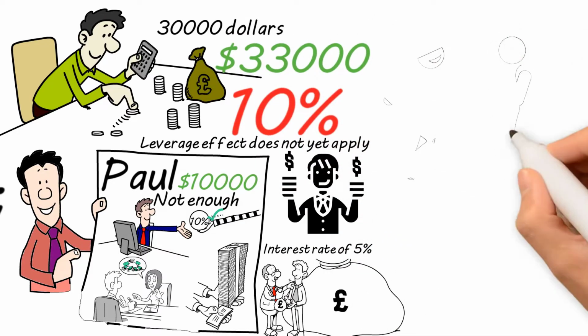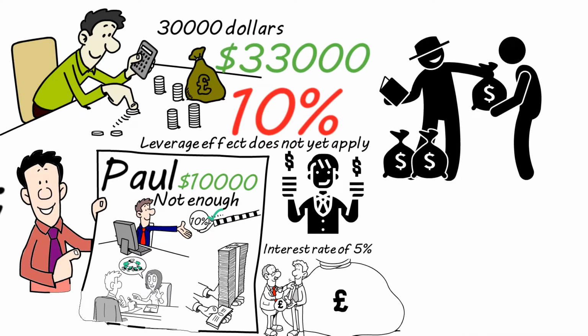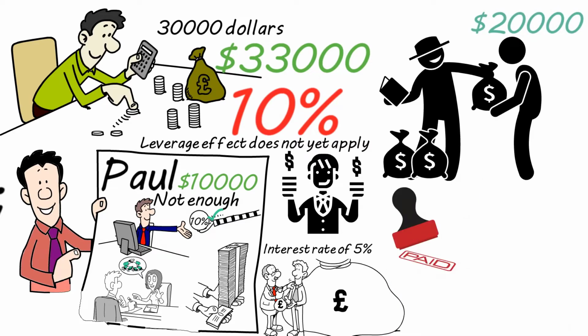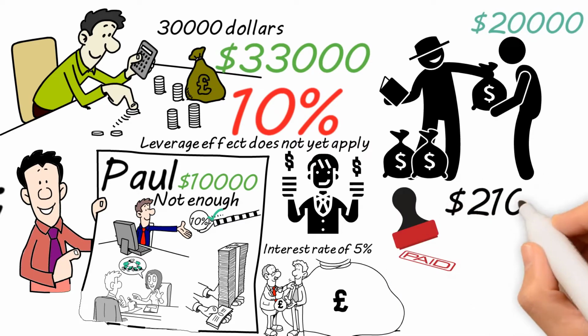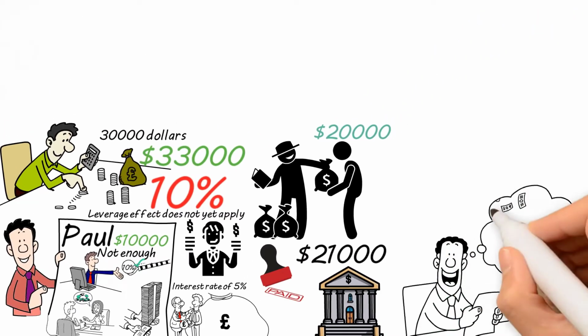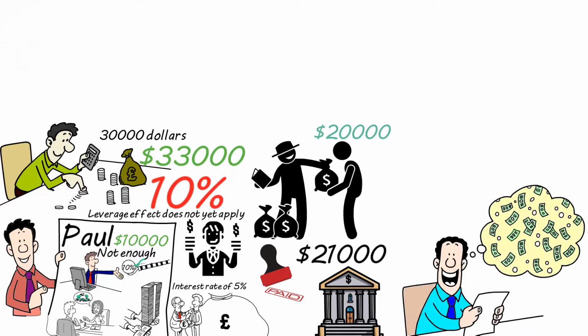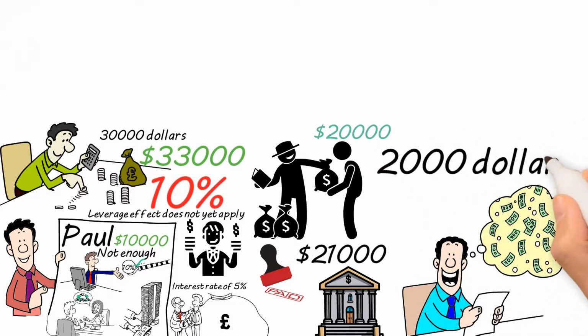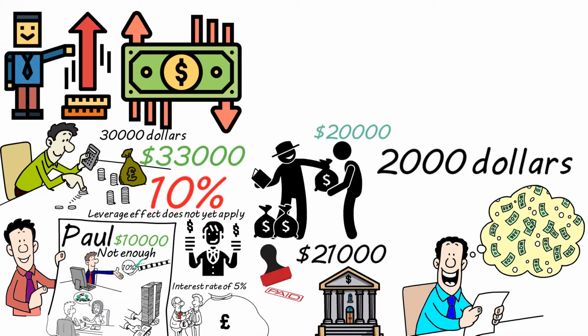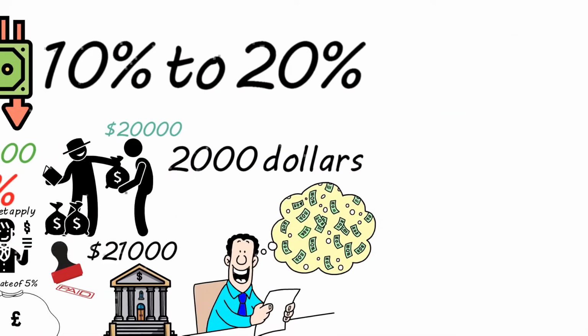Of these $33,000, Paul must of course repay the borrowed capital of $20,000. In addition, the interest costs for the loan must be paid, so in total, Paul pays back $21,000 to the bank. Paul keeps the remaining $12,000 for himself and has now increased his equity by $2,000. By increasing the borrowed capital, Paul was able to increase his return on equity from 10% to 20%.